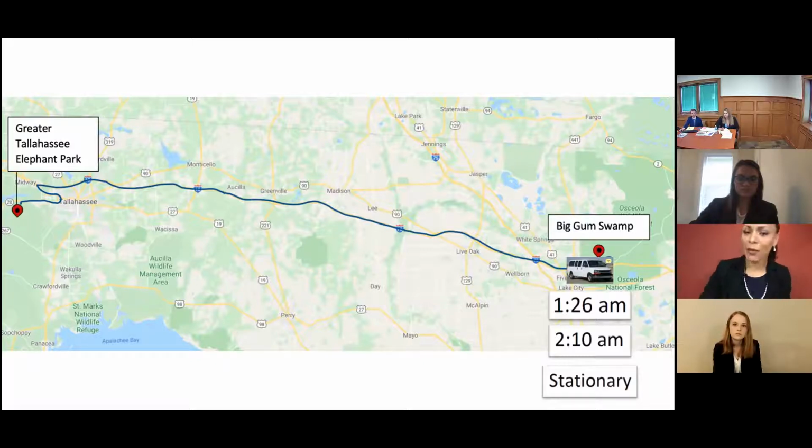And were you ever able to figure out where that van went after it went to Big Gum Swamp? We did. After it parked at Big Gum Swamp, it departed and traveled to an airport located close to the Tallahassee Elephant Park. And what is Big Gum Swamp? The Big Gum Swamp is a pretty popular hunting area, especially because of the gators. Now, after the van arrived at the airport, did you conduct a search of that airport? Oh, we did. That's where we found the van.